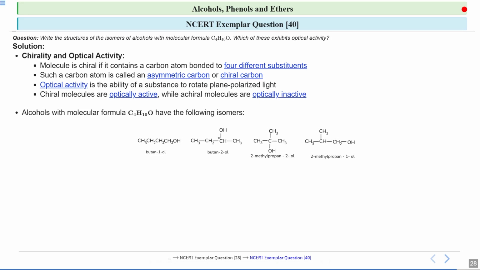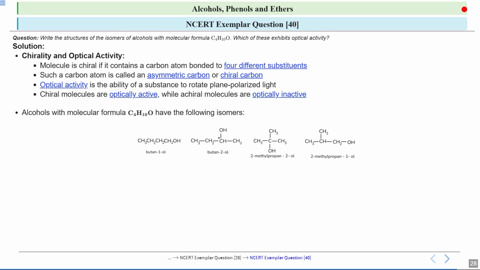Now, the molecular formula which is given to us in the question is C4H10O. So it has 4 different isomers. First is butan-1-ol. If you see 1, 2, 3, 4, there are 4 carbon atoms in this chain, so the root word will be but, and at the first position, the OH group is attached. This is butan-1-ol. The next isomer is butan-2-ol, because the carbon to which the OH group is attached is the second carbon. 1, 2, 3, 4. So this is butan-2-ol.